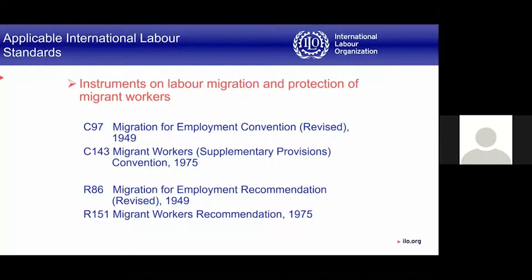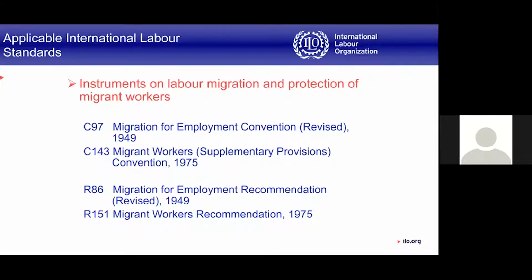So let's start with the first one, Convention 97. Look at the date it was adopted, 1949. It was adopted in the aftermath of Second World War. And if you think of that period, you can easily understand how the states and governments were eager to ensure migration and movement from one country to the other. They really wanted to have an international standard ensuring equality of treatment between nationals and non-nationals.